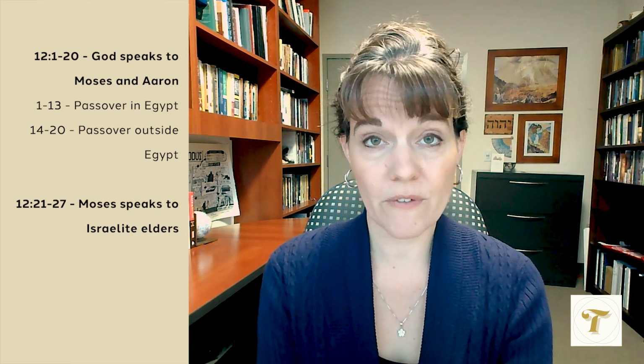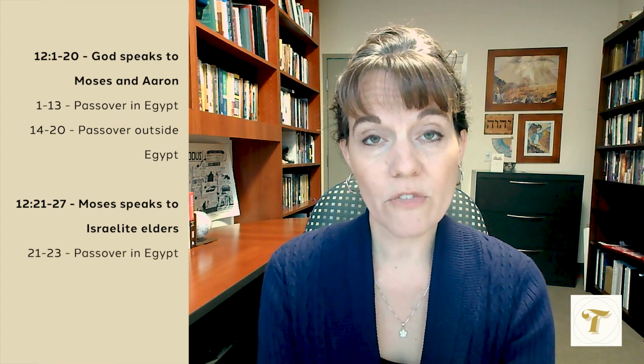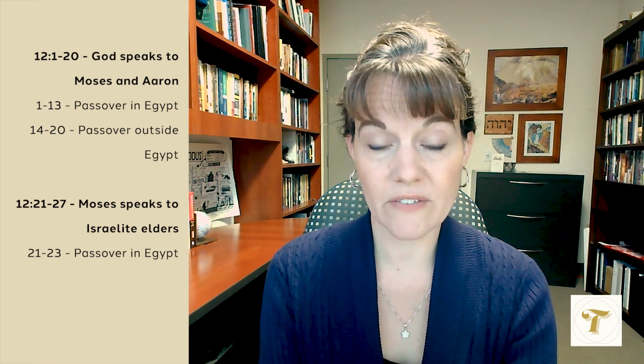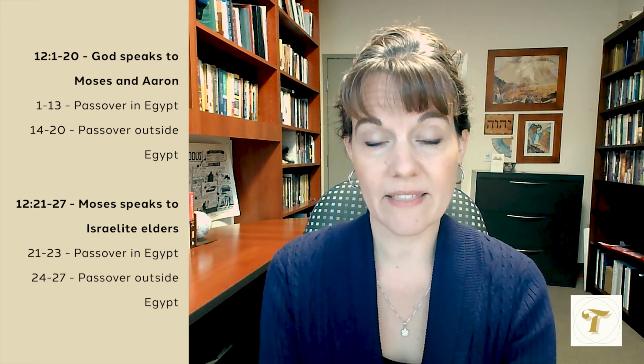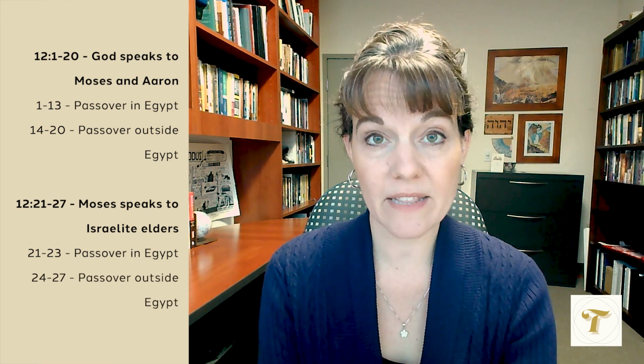That's also true of the second chunk of text, verses 21 through 27. 21 through 23 are Moses addressing the Israelite elders about the Passover in Egypt, giving instructions for the actual initial event. And verses 24 through 27 are Moses addressing the elders about how to commemorate the Passover and continue to celebrate it outside of Egypt in years to come. So I think this is helpful to kind of orient us to where we are.